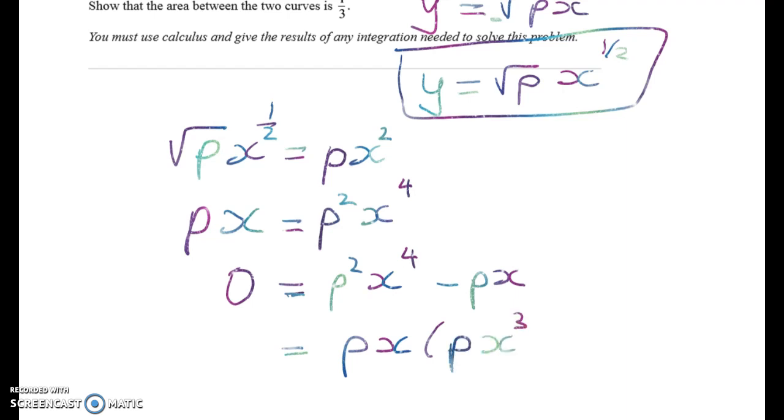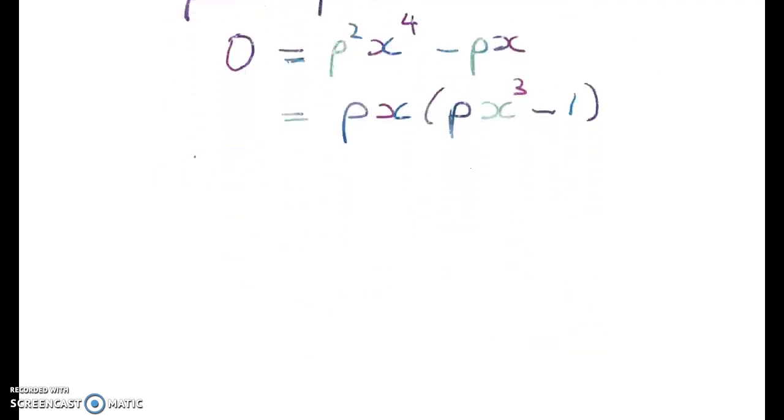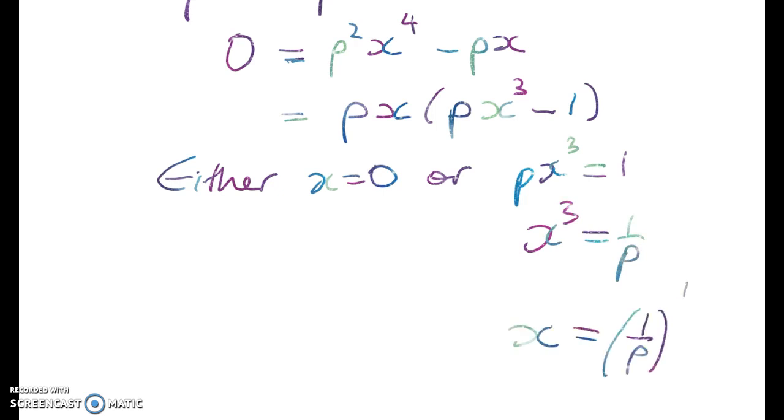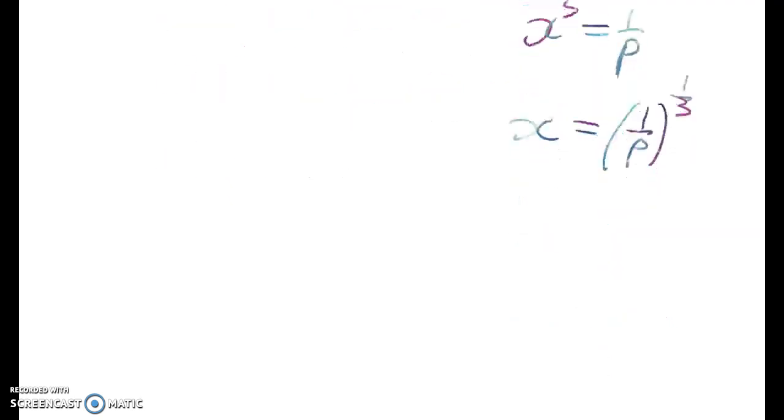Let's see if I've missed anything out. Px cubed, take away 1. So either x is 0 or px cubed equals 1. X cubed is 1 over p, and x is equal to 1 over p to the power of 1/3. So that's good. I've got my limits of integration. Now I'm ready to evaluate the integral.